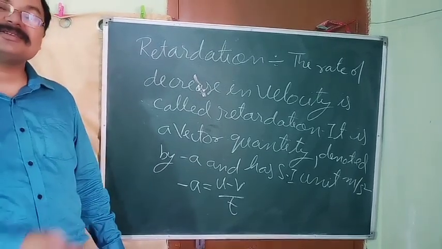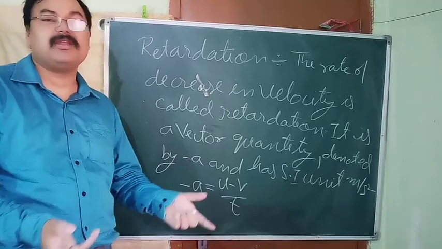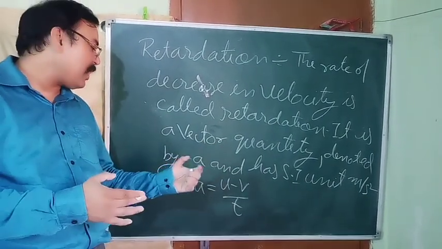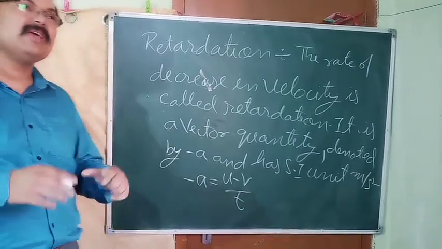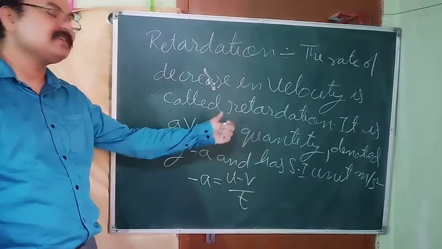In acceleration, what happens? Anything can happen. The initial can be more, or the final can be more. If the final is more, then v minus u by t applies, so acceleration will be positive. If the initial is more and the final is less, that means velocity is decreasing, then acceleration will come negative.